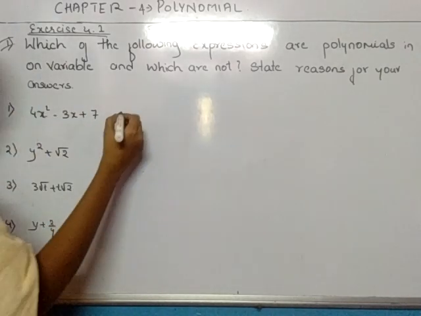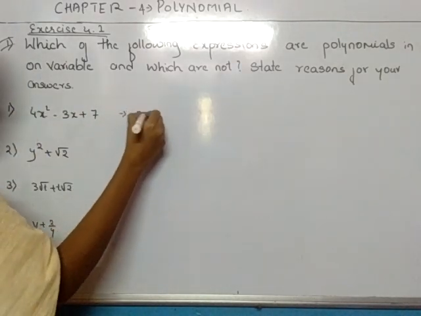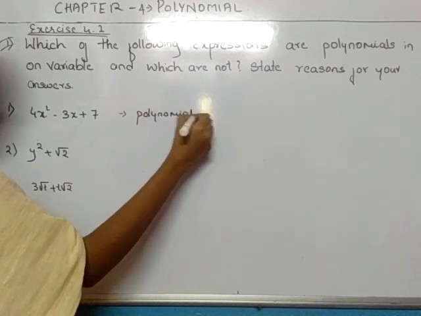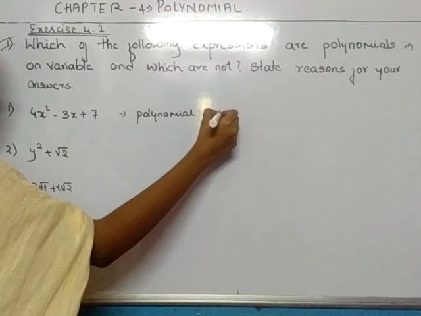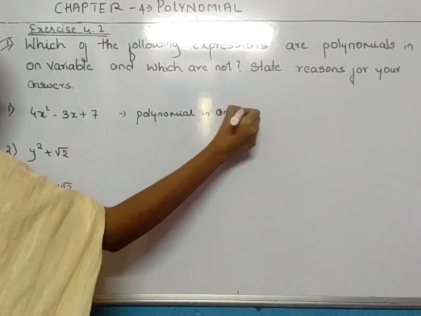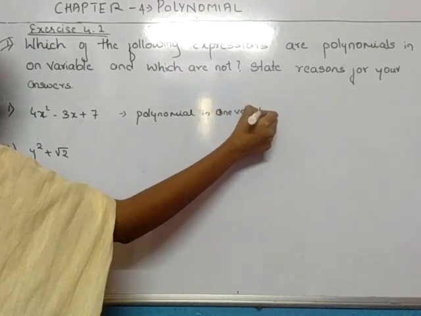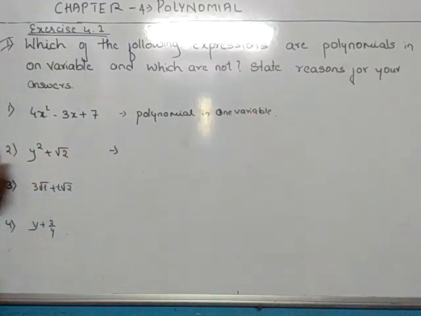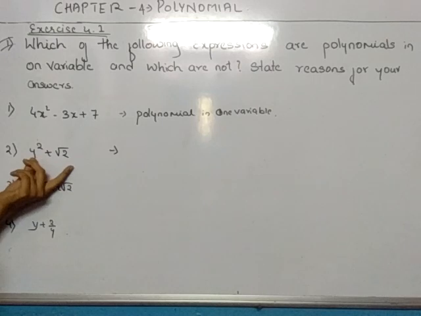So we can write here: polynomial in one variable. Okay, and similarly, we'll check whether this is a polynomial in one variable or not. Yes, this is also a polynomial in one variable. The square root is present for the constant, not for the variable.